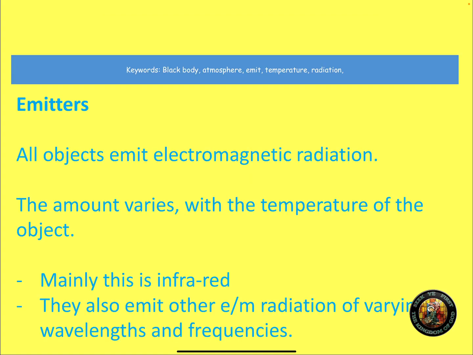Emitters. All objects emit EM radiation. The amount varies with the temperature of the object. Now, this EM radiation is mainly infrared radiation. However, they also emit other EM radiation of varying wavelengths and frequency.